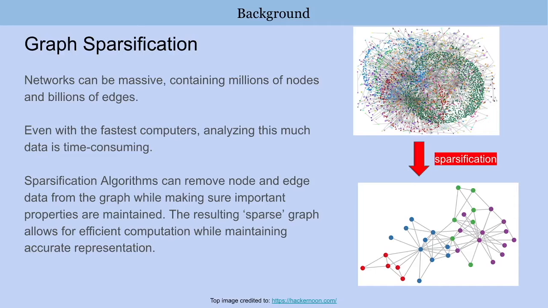So what is graph sparsification? Many real-world networks are very large, containing millions of nodes and billions of edges, and analyzing this much data is very time-consuming. So that's where sparsification comes in, to essentially compress the data into a more computable form. If you have a very large data set, a sparsification algorithm can carefully choose edges or nodes to remove in such a way that it maintains certain properties of the original graph, but with less data.